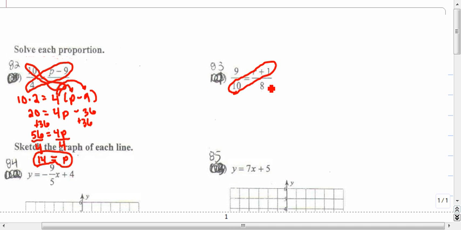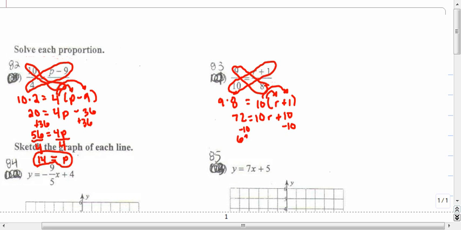Okay, for problem 83. Once again, we're cross multiplying to solve our proportion. So we've got 9 times 8 is equal to 10 times r, is that my variable? Plus 1. Very good, thank you. So 10 times r is simply 10r. 10 times 1 is just 10. What is 9 times 8? 72. So I'm going to subtract 10 from both sides. I've got 62 equals 10r.